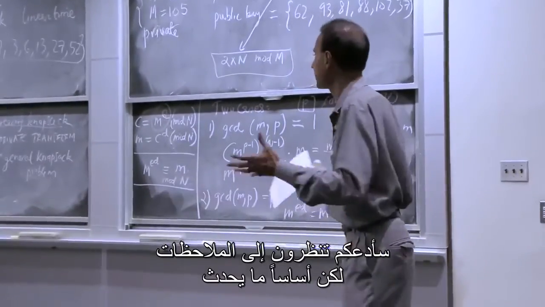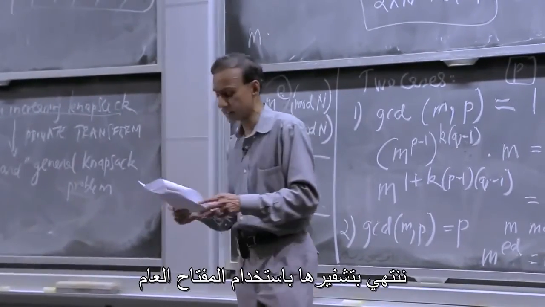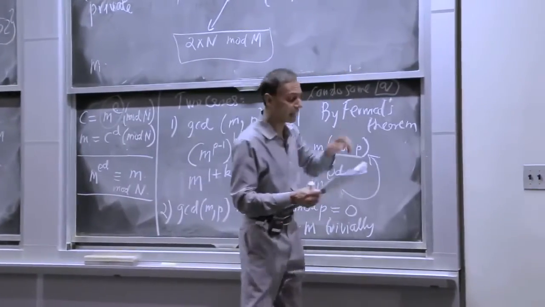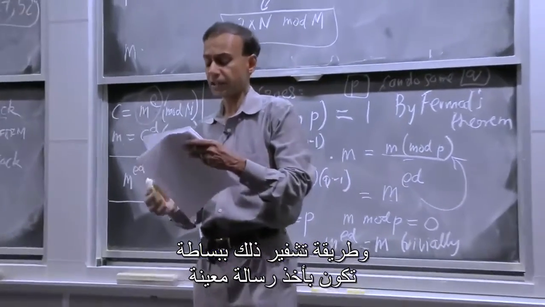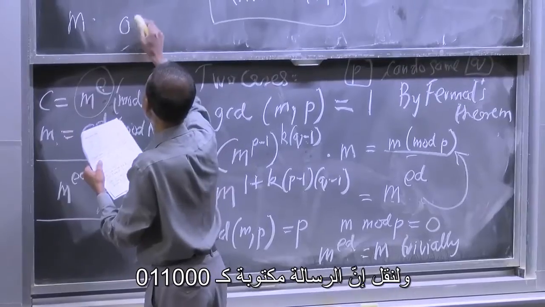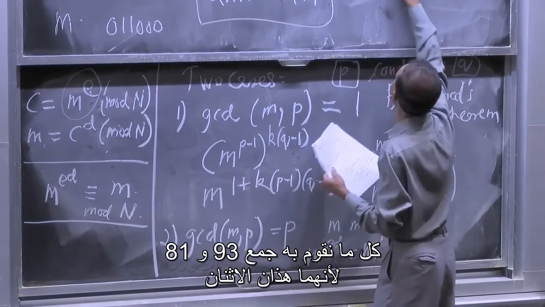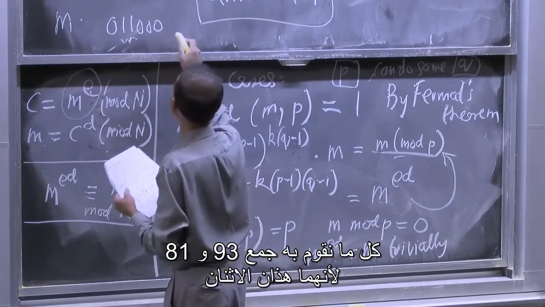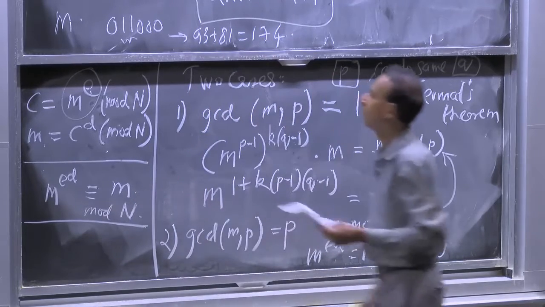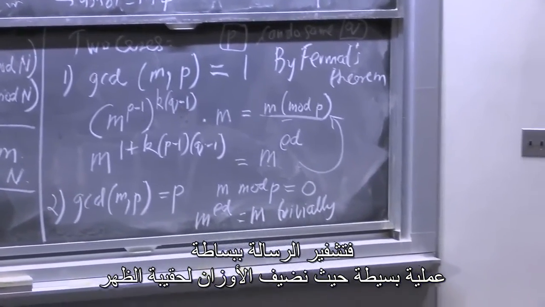I'll let you look at the notes, but basically what happens is when you take a particular message m, you want to encrypt it using the public key, which is this quantity over here. And the way you encrypt that is simply by taking a particular message, and let's say that the message is written as 011000. Then all you do is add up 93 and 81, because those are those two, and you say this is going to get encrypted by 174. Right? So the message encryption is simply a simple operation where you add up weights of the knapsack.